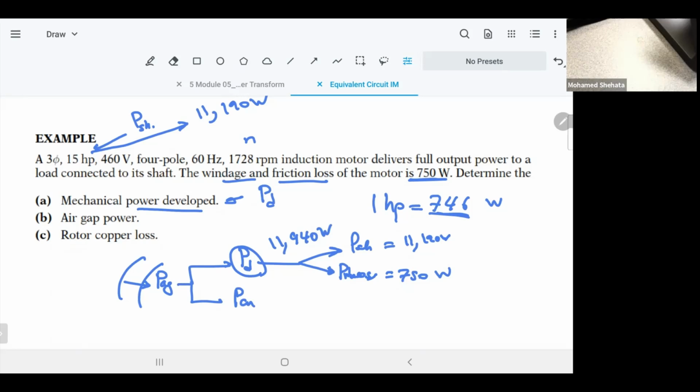All right. Give another chance. B, air gap power. We have the flow chart.